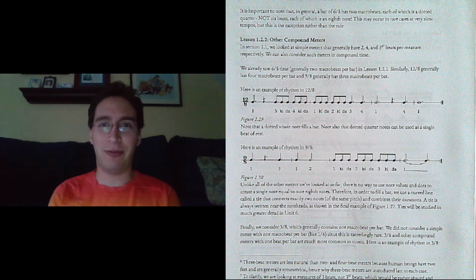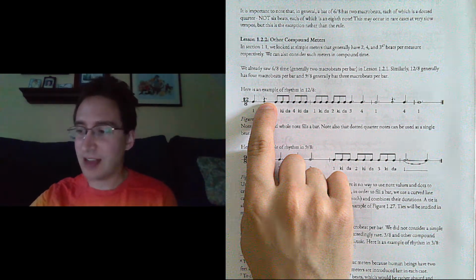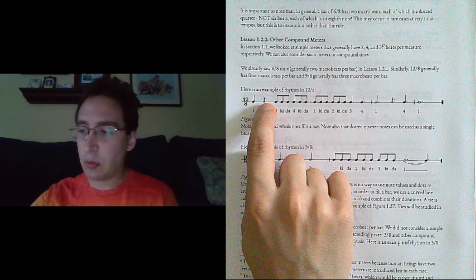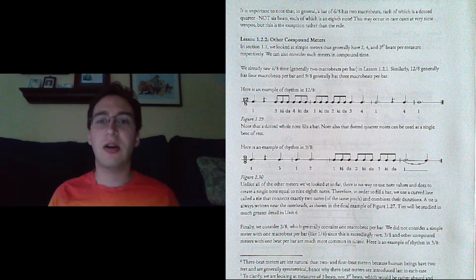So 6-8 typically is 2 beats in a bar, and you would expect something twice as big to have 4 beats in a bar, so by math, that would be 12-8. So here's an example of a rhythm in 12-8. You'll notice we have the dotted quarter rests that represent 1 beat of silence. So this line would sound like this.